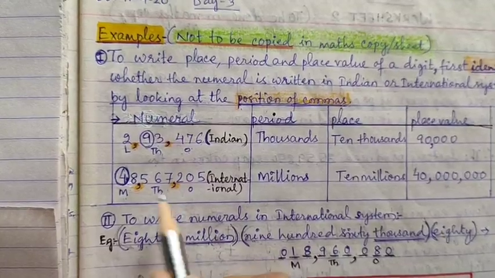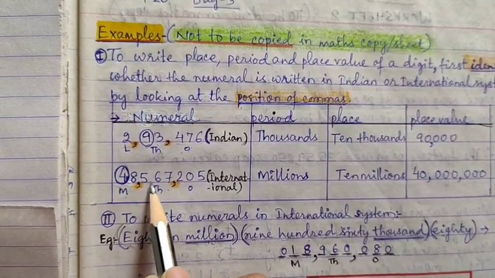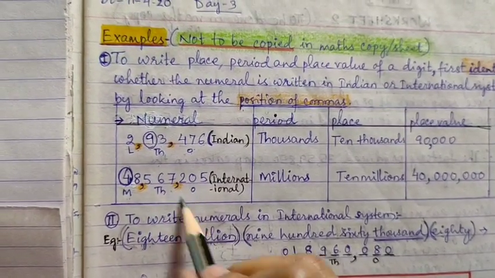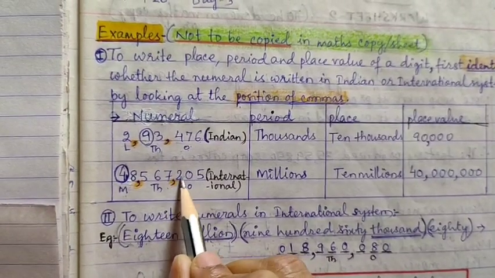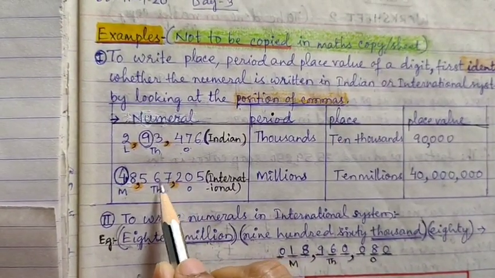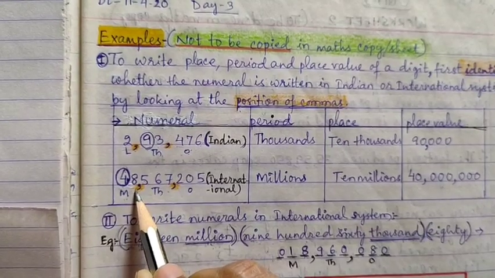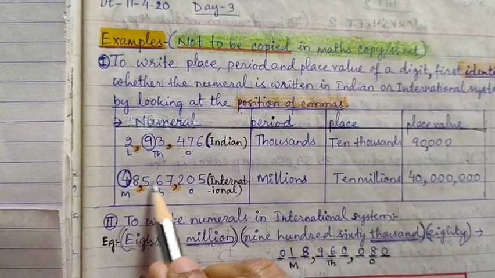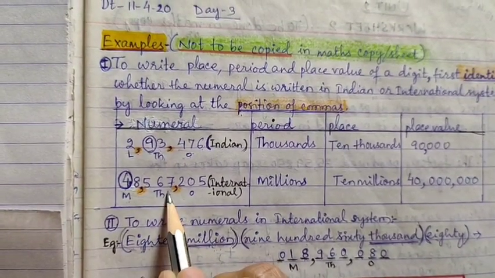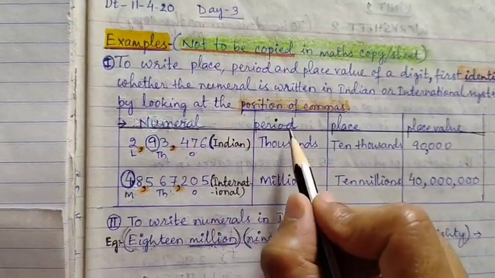So the second number, if it is given 4, 8, 5, 6, 7, 2, 0, 5. Now see the position of commas after 3 from the right hand side. Then again after 3, comma. That means in thousands, 3 places are there. This is the international system. Now how to write the period?